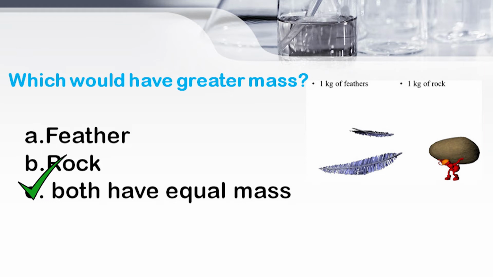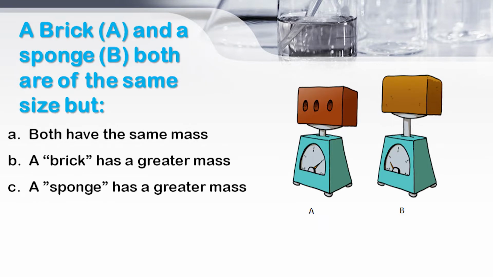The amount of matter in 1 kilogram of feather is equal to the amount of matter in 1 kilogram of rock. So, both have equal mass. Although the brick and the sponge have the same size, the balance shows clearly that the brick is heavier. So, the correct answer is B.